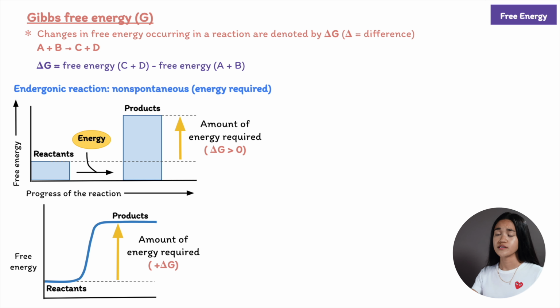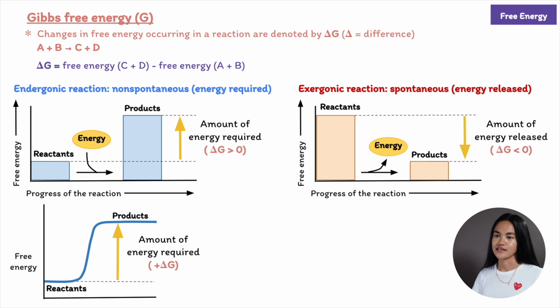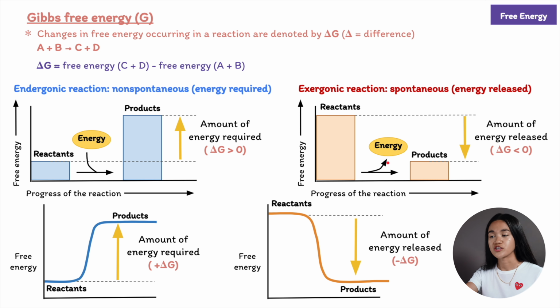Oh, and quick note that spontaneous doesn't mean instantaneous or that the process will occur quickly. In this case, it means that the reaction releases energy. Now, if the products have less energy than the reactants, delta G is negative, and so energy is released and available to do work. These reactions are spontaneous and are called exergonic.